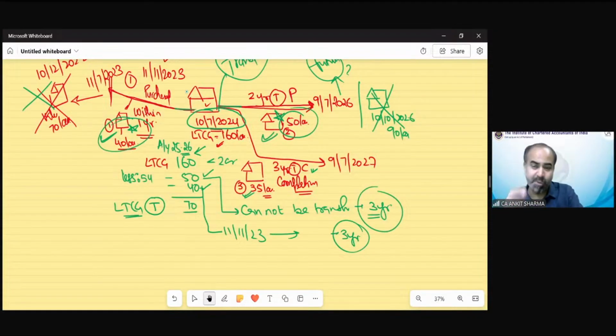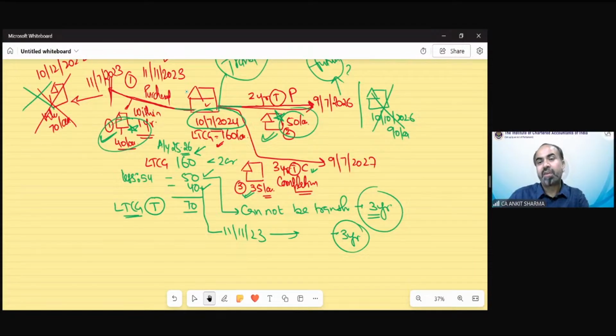So for any property, if you have claimed the exemption, then you cannot transfer that property for the next 3 years from the date of purchase or construction of that specific property. Not from the date of transfer of this property, but from when you purchased or constructed that property. From that date, you cannot transfer it for the next 3 years.